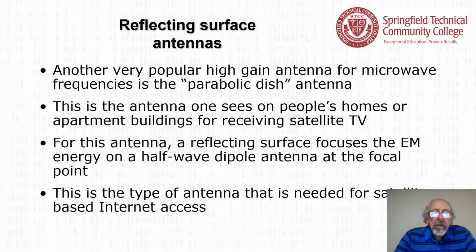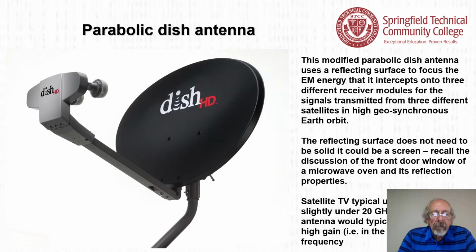Reflecting surface antennas are our next topic. Another very popular high-gain antenna for microwave frequencies is the parabolic dish antenna. This is the antenna one sees on people's homes or apartment buildings for receiving satellite TV. For this particular antenna, a reflecting surface focuses the electromagnetic energy on a half-wave dipole antenna at the focal point. This is the type of antenna that is needed for satellite-based internet access, by the way.